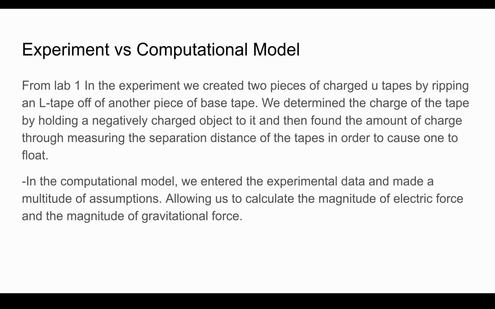In Lab 1, the experiment, we created two pieces of charged U-tape by ripping the L tape off another piece of base tape. We determined the charge of the tape by holding a negatively charged object towards it, and then found the amount of charge by measuring the separation distance of the tapes needed to cause one to float. In this new computational model for Lab 2, we entered the experimental data and made a multitude of assumptions. This allowed us to calculate the magnitude of the electric force and the magnitude of the gravitational force.